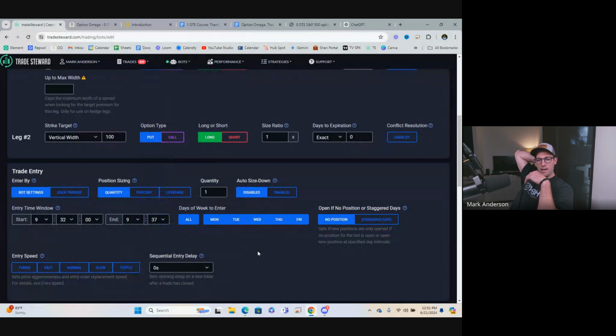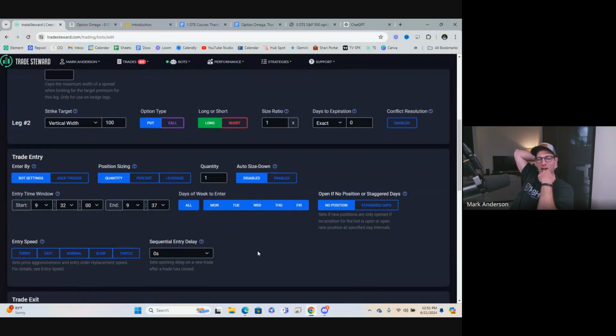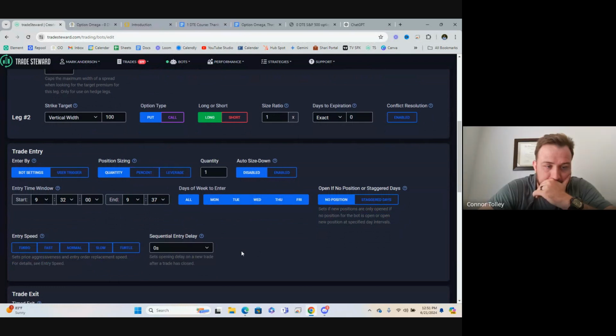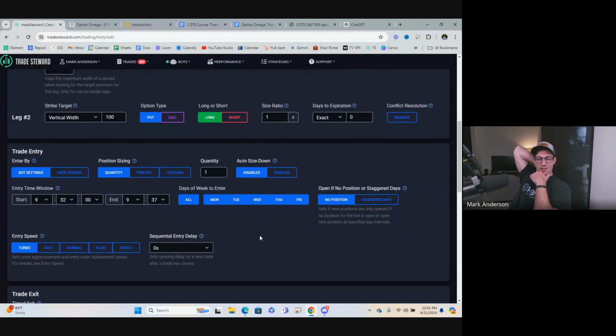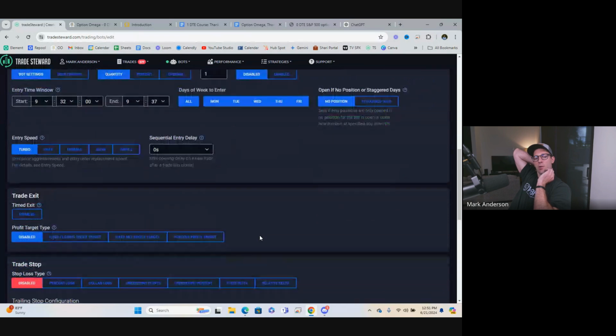And then I like the no position, because that's just a redundancy to make sure our bot doesn't go haywire and trade our entire account. And then entry speed, since we're trading 0 day, we're always turbo. Turbo. Awesome. Yeah, it's 0 days fast. Trade exit. We don't have any profit target.